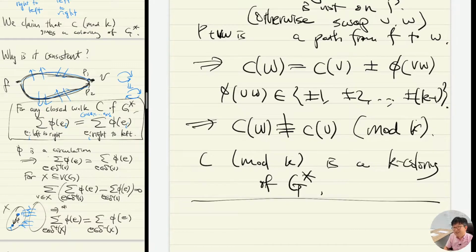You may wonder, what happens if I have numbers bigger than k? Let's not worry, because we take a modulo k. So just divide by k and take the remainder. Then you only have colors from 0 to k minus 1. And that is a k-coloring of the geometric dual. So in a certain way, nowhere-zero flow is a continuation of graph coloring. Later we will see many more properties, and some of them will be striking, very different. Okay, so that's it.